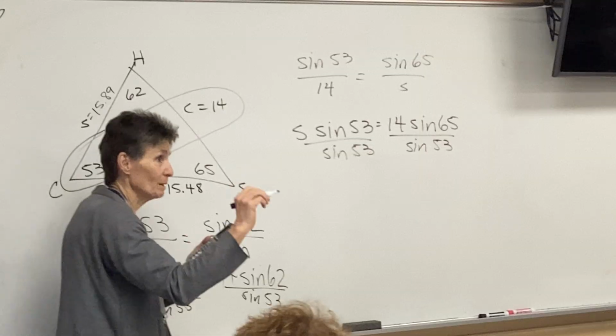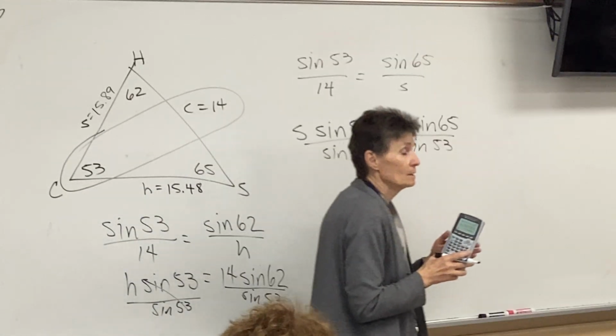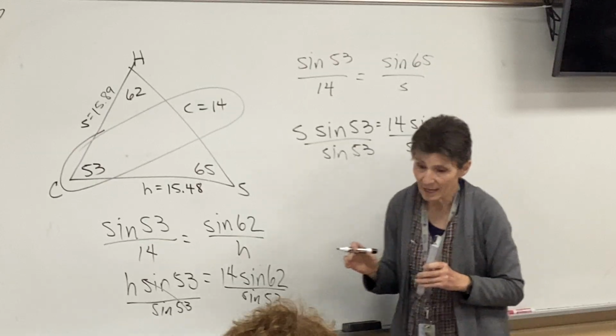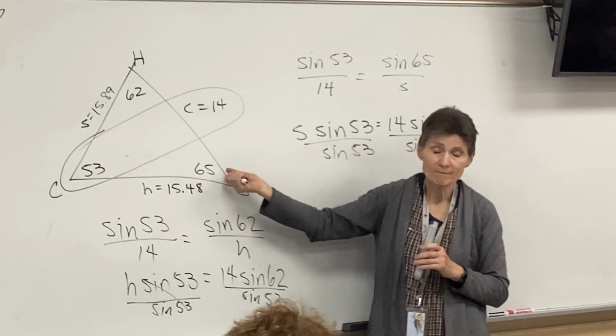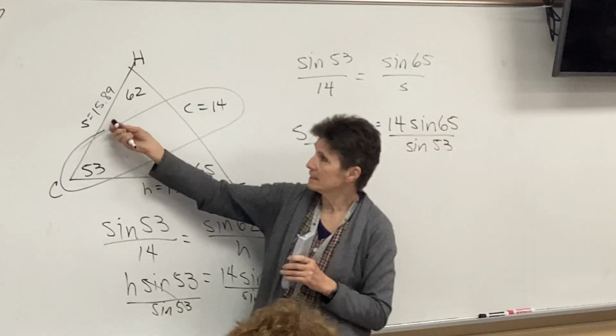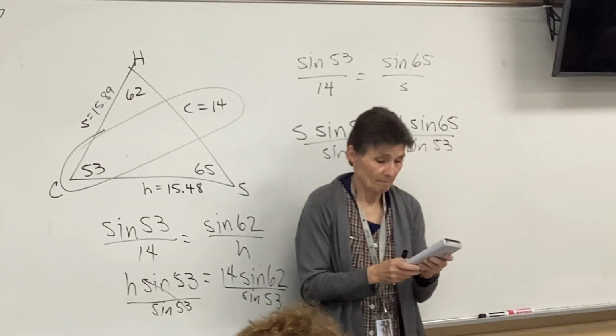You're gonna fill in the blanks on the paper. So, big H, or excuse me, big S. Big S was 65. Little h was 15.48 and little s was 15.89.